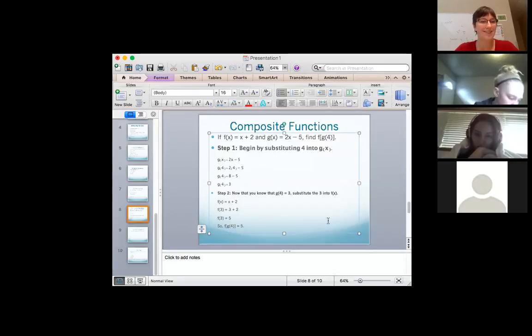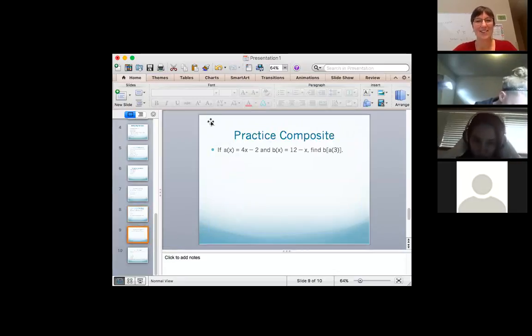Not that hard? Okay, you ready for practice? We're almost done. So here's a practice problem. If a of x is equal to 4x minus 2, and b of x is equal to 12 minus x, find b as a function of a of 3.